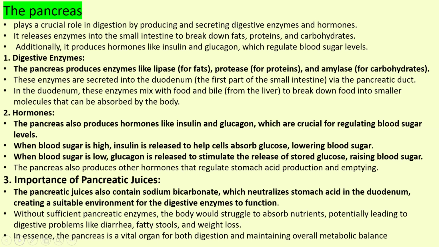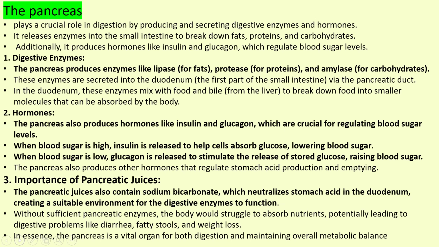So it also secretes hormones like insulin and glucagon. When your blood sugar is high, insulin is released to help cells absorb glucose and lower blood sugar. When blood sugar is low, glucagon is secreted to stimulate the release of stored glucose, which helps in raising blood sugar. Their antagonistic function I will explain in the next video along with all the images.